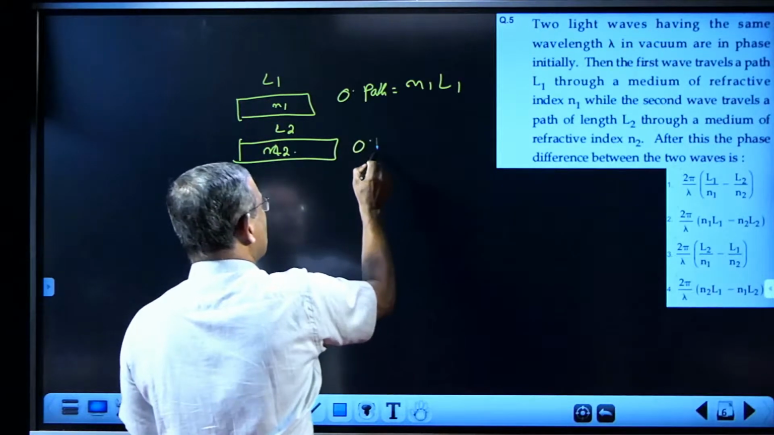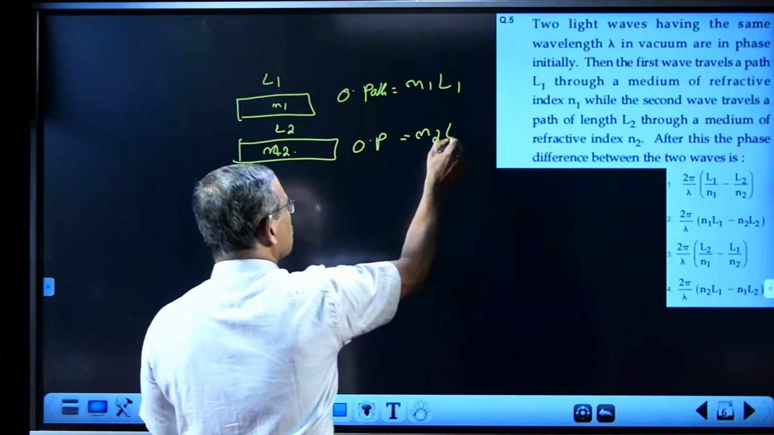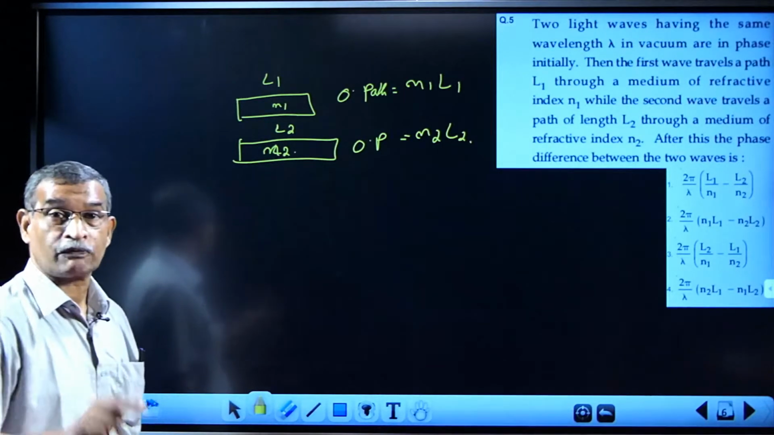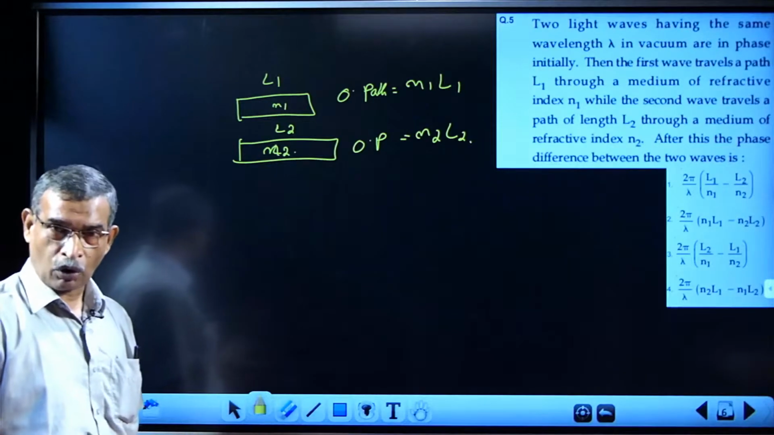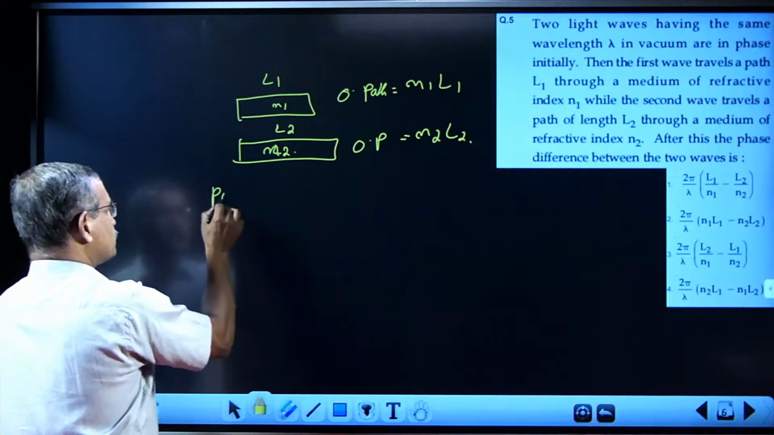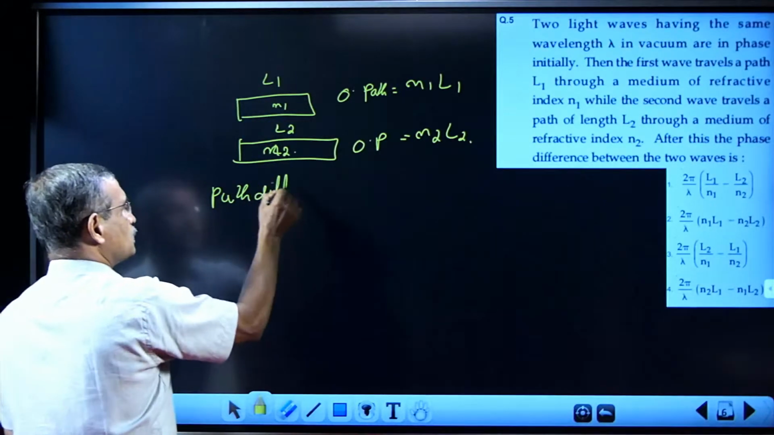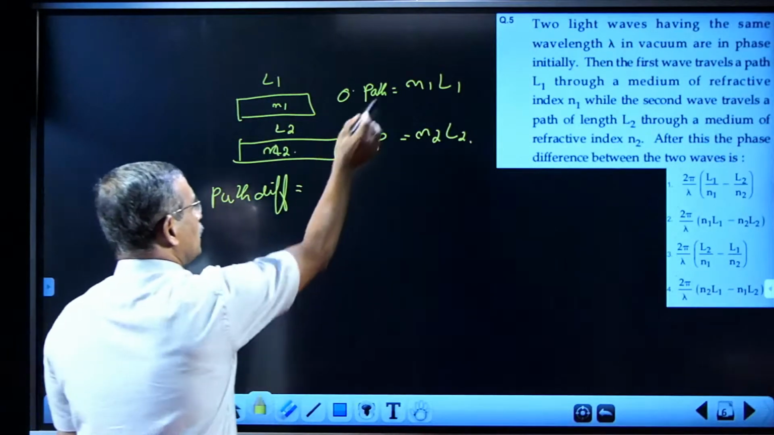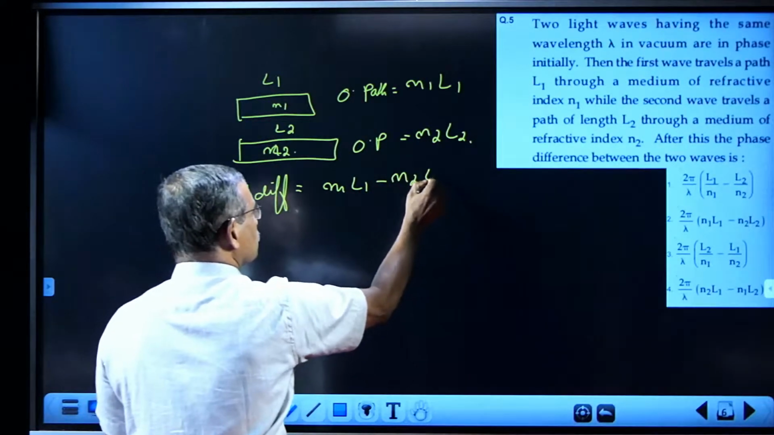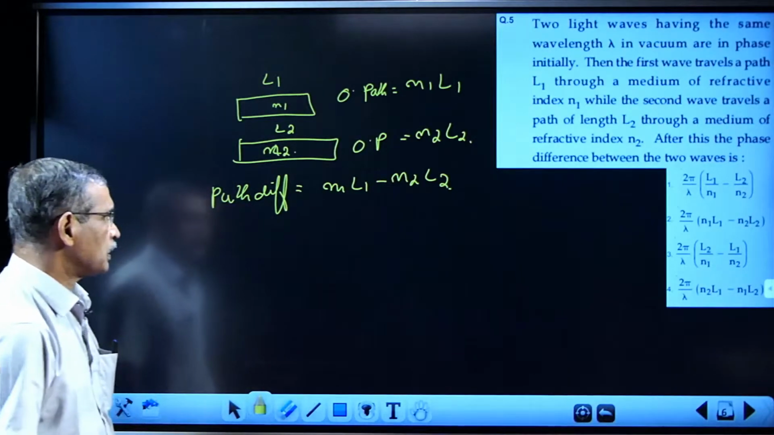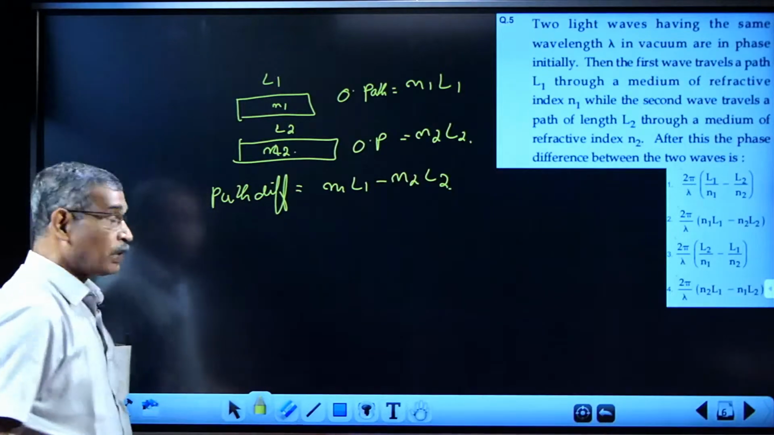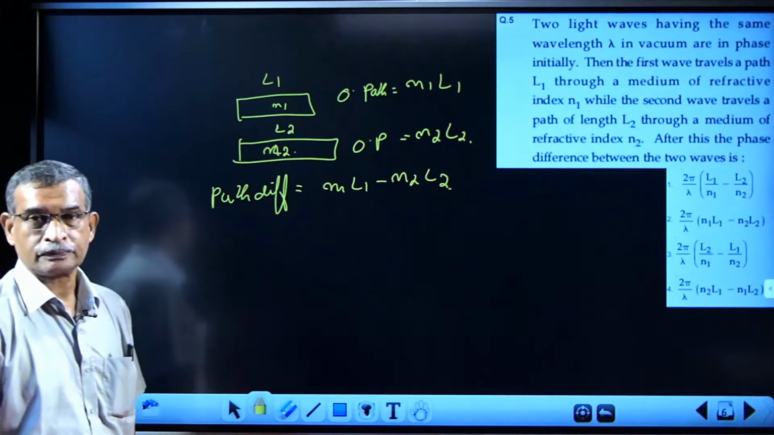For the second one, the optical path is given by n2 L2. Now, what is the path difference between these waves on coming out from their respective media? The path difference is given by the optical path of the first one, n1 L1, minus n2 L2. Now we have to convert the path difference into time difference.